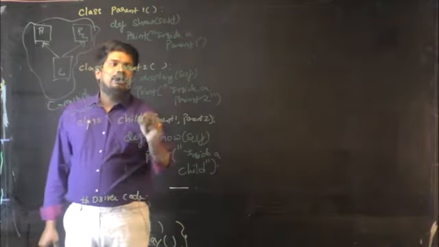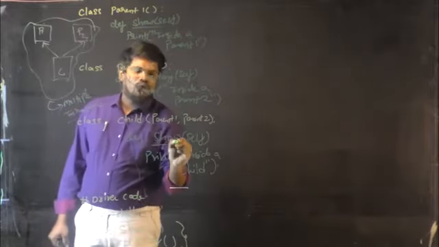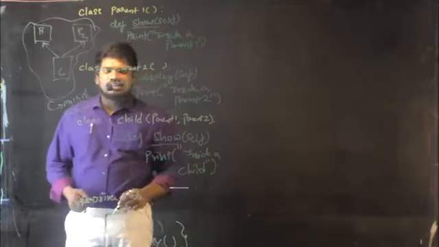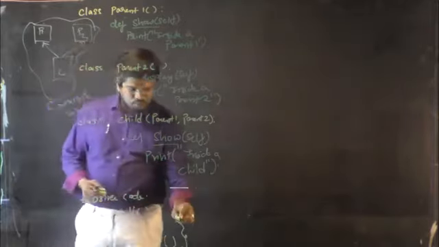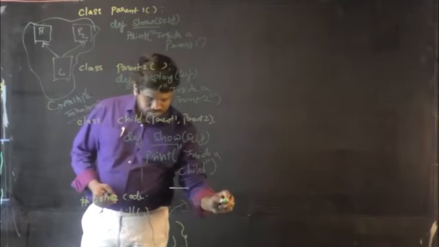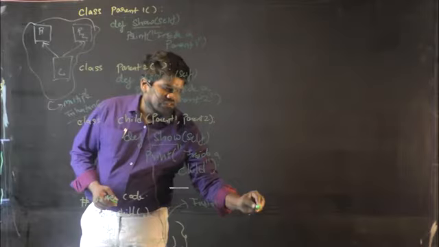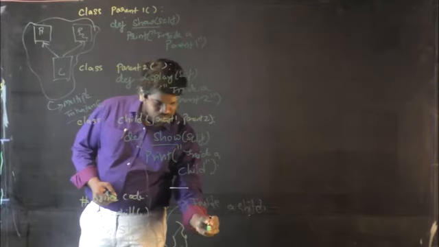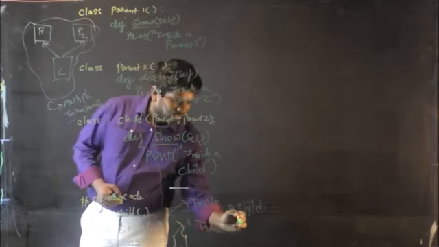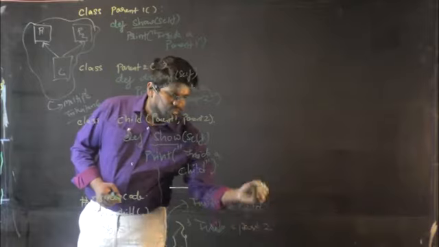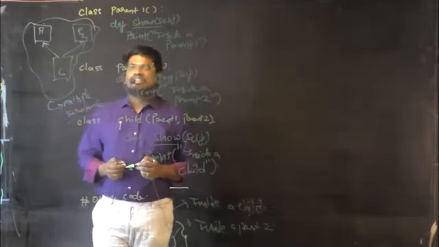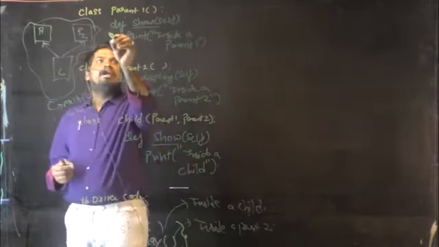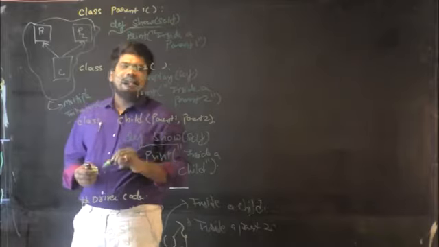Observe carefully, here the method show and show are both overridden in parent 1 as well as in the child class. So when I execute this program, the output I'll get is "inside child". This is the output I am going to get, and for the other call I'll get "inside parent 2". So this is how multiple inheritance will work when we go with method overriding in inheritance.